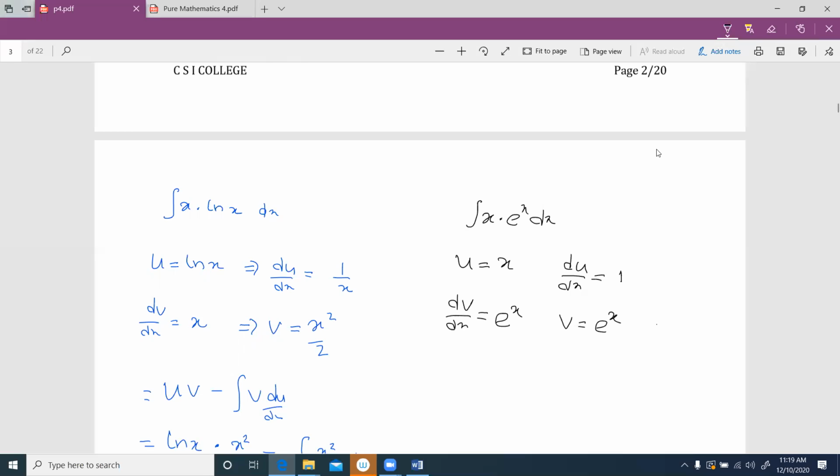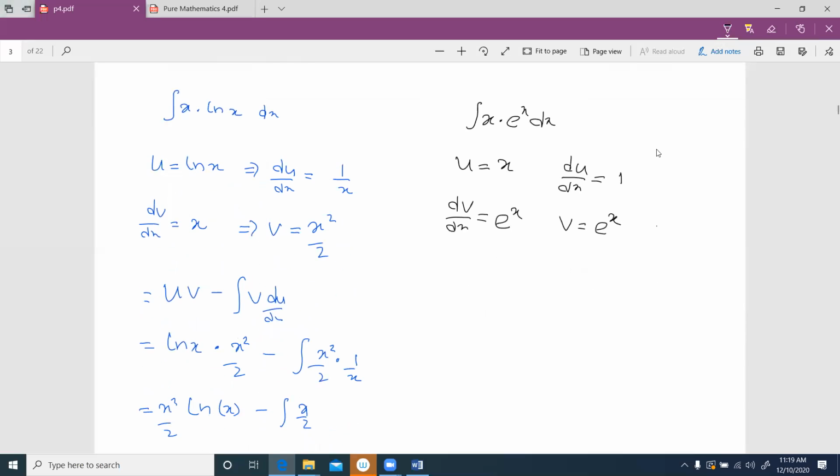Then you can use the formula, right? I'm not writing the formula again and again because it's a formula. You can write uv. U is x, v is e to the power x, minus integration of v du by dx. Du by dx is 1, right? Then you can say this is x e to the power x minus e to the power x, integration is e to the power x itself. So the answer is this. So that is the way of doing this question.